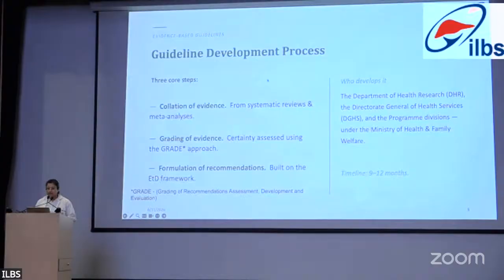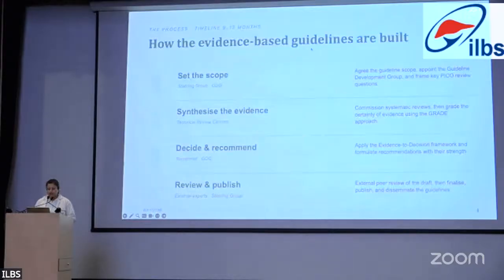So how does evidence become a guideline? The first step is collation of evidence. That is what today's class is about, systematic reviews and meta-analysis. And then we grade this evidence for the quality of evidence. And then we formulate the recommendation from evidence to decision. So these are the three steps in the guideline development process. And DHR, Department of Health Research, with DGHS and program divisions, take approximately 9 to 12 months to formulate the recommendations in the form of guidelines.